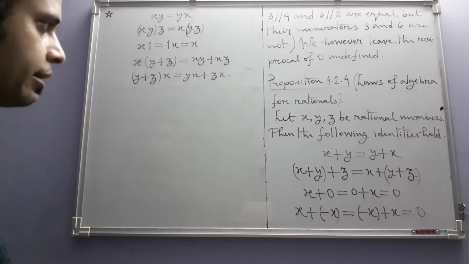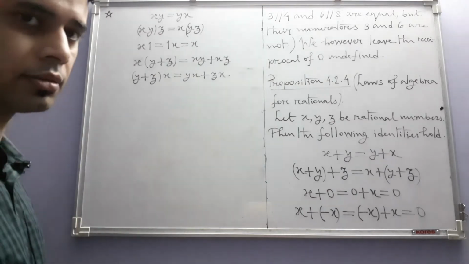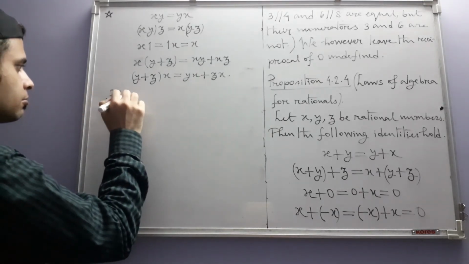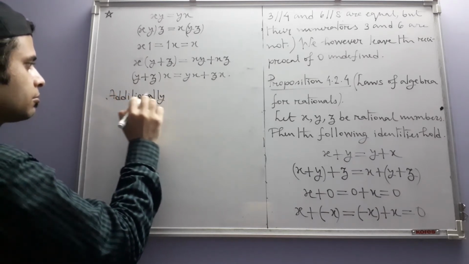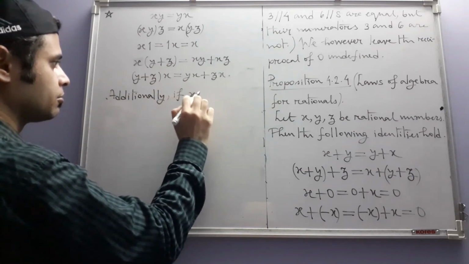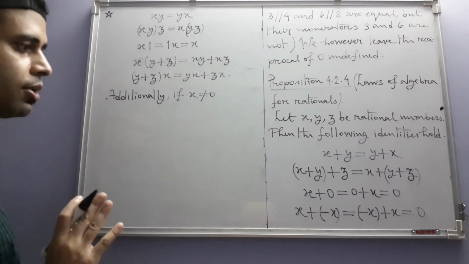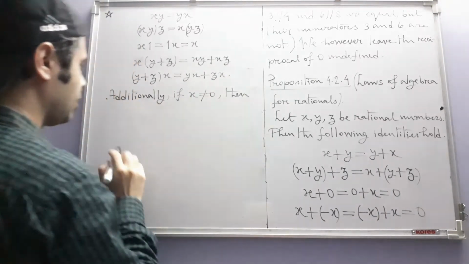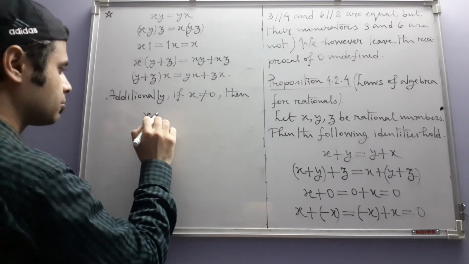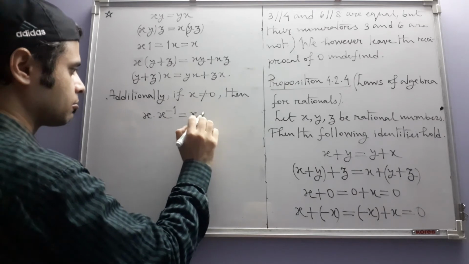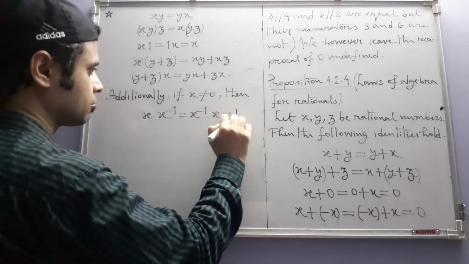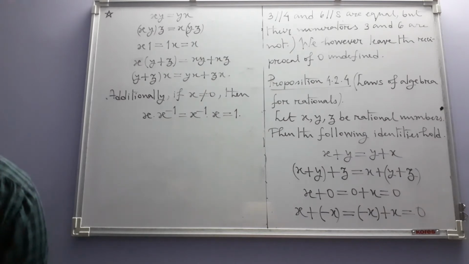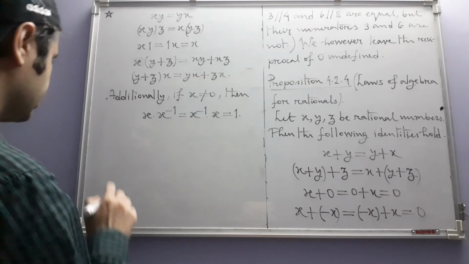But there is one more, and that's why rational numbers are different from the integers in this algebraic sense. Additionally, if x is not equal to 0, then we have already seen that there is something known as its reciprocal, and that has this property. Okay, so just like the corresponding proposition for integers, this is also followed by a remark.